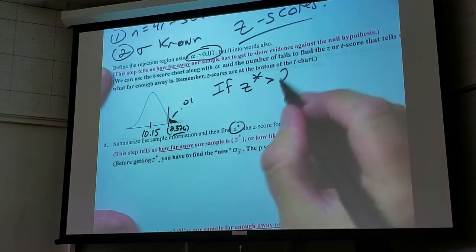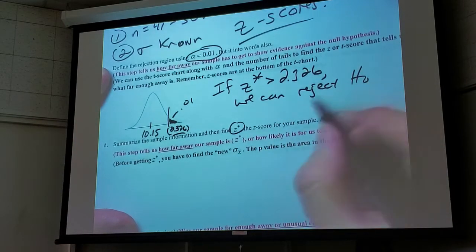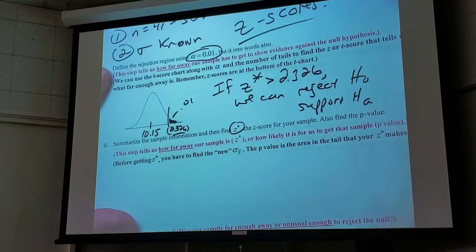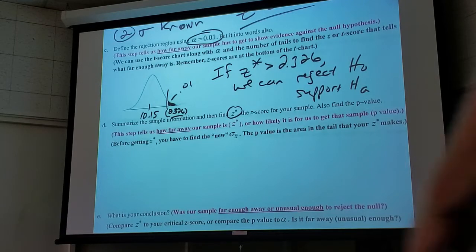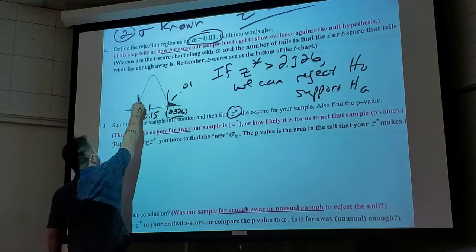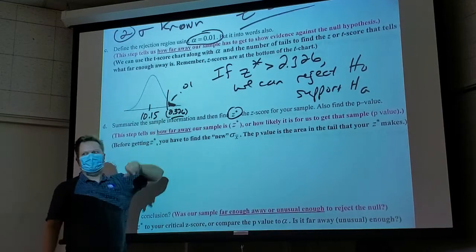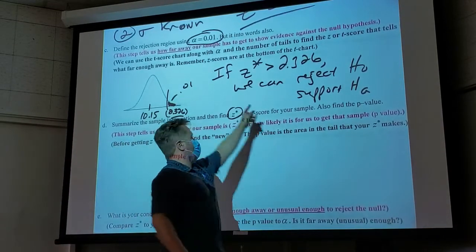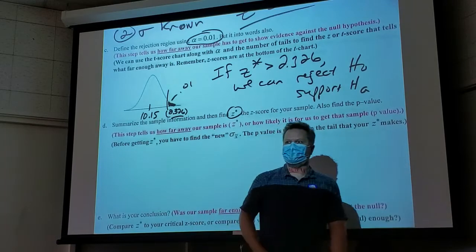If that's greater than 2.326, we can reject the null, support the alternate, if you prefer saying that. And again, that all goes together. Where does the null hypothesis think things are? It actually thinks things are over here, correct? It's less than or equal to. So if we get there, that's evidence that guy's wrong. If we get there, then we can reject the guy who thought it was over there, and we can support the other guy.